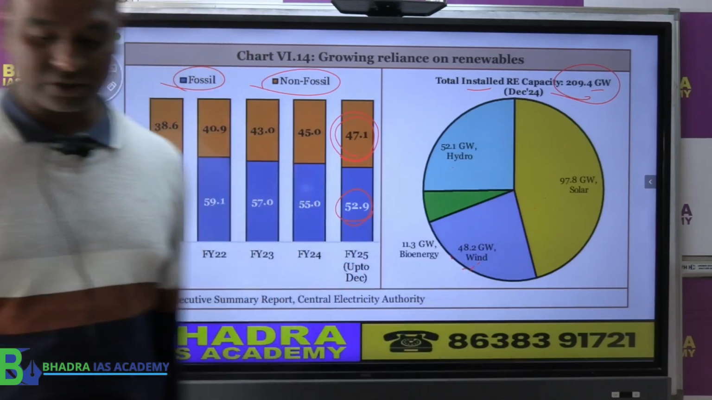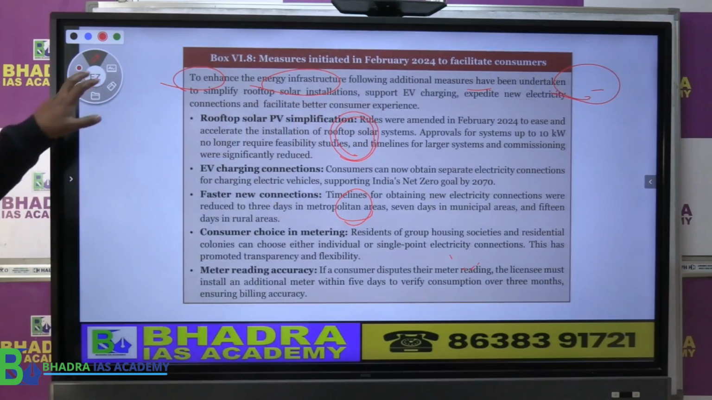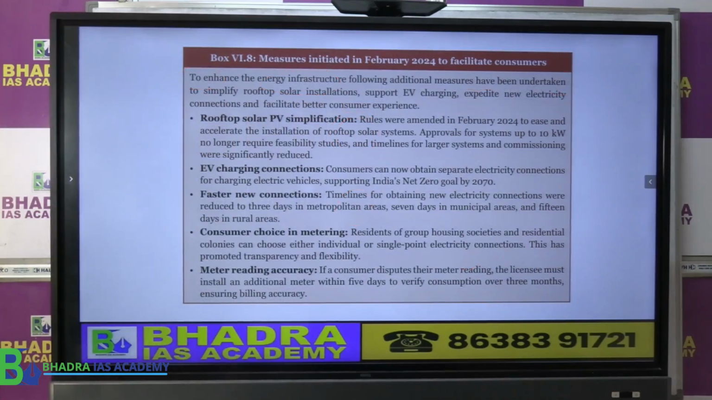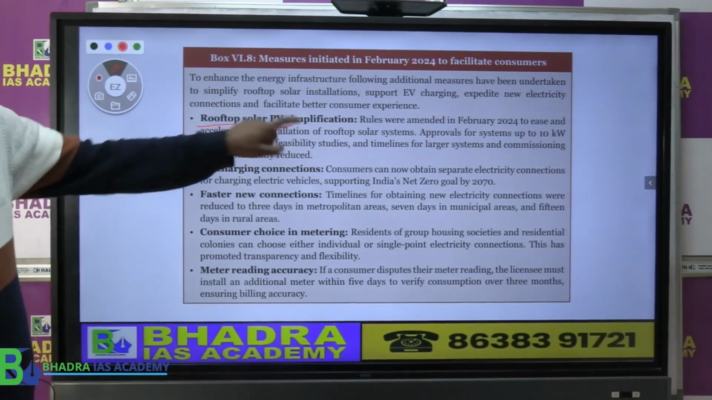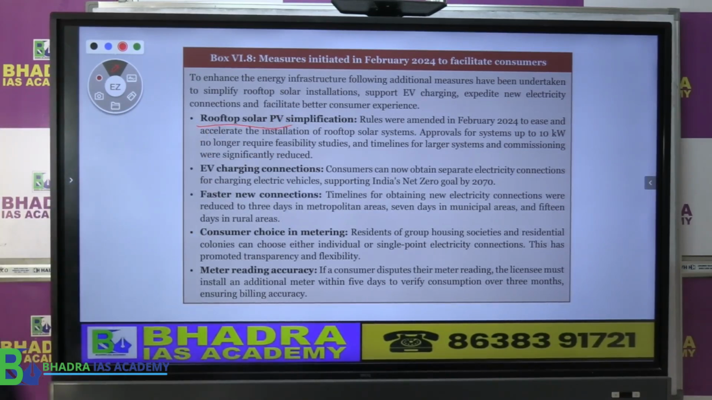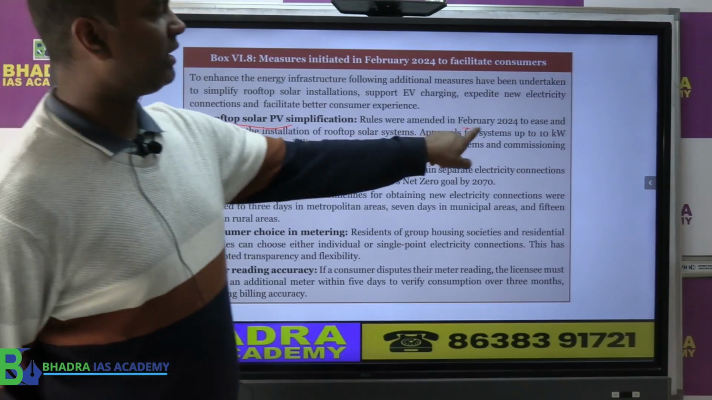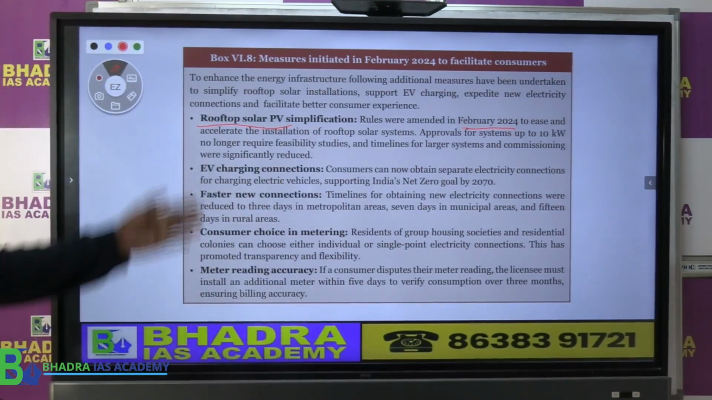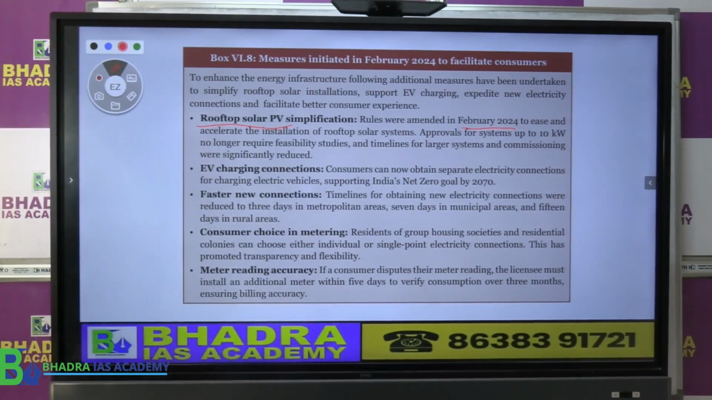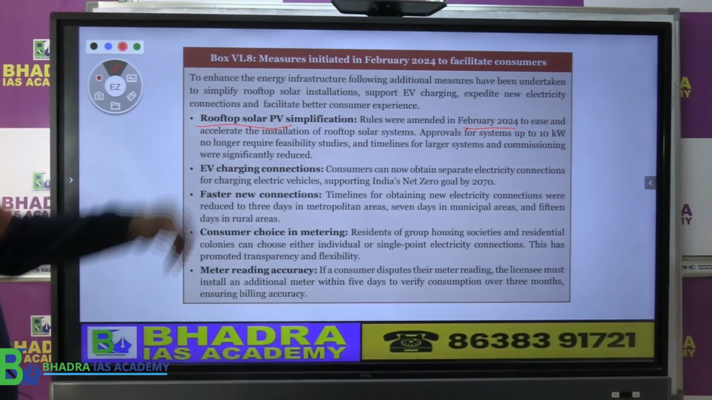So what are the new initiatives taken by the government? This is all current affairs, what the government has done in the last year. Look at rooftop solar, that is, PV simplification. The rules were amended in February 2024 so that people can easily get their applications cleared for rooftop solar systems.